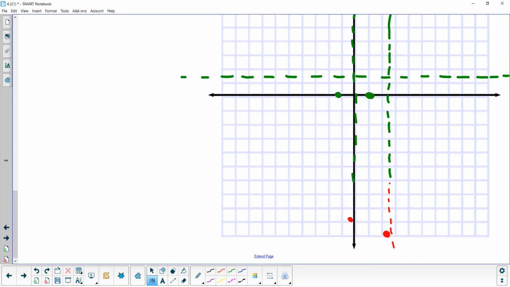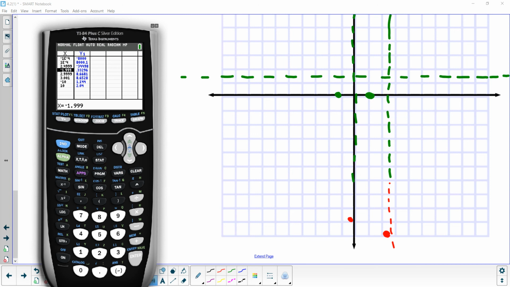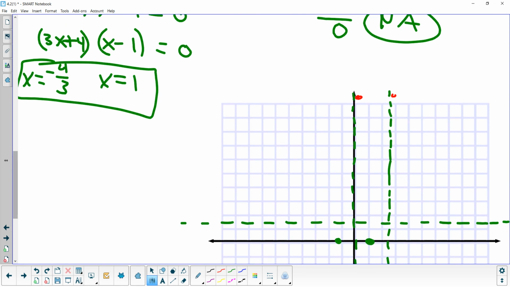Like that. And a number just a little bigger than 2.5. Let's do 2.5001. And we are at 34,500. Very, very high up. Okay, so what's going to happen? It's going to go through this point. It's going to start to curve and go that way.